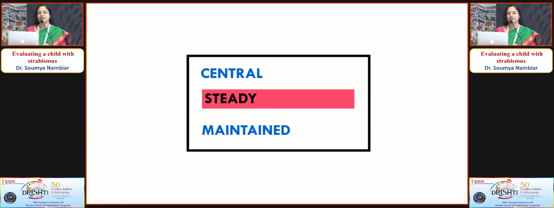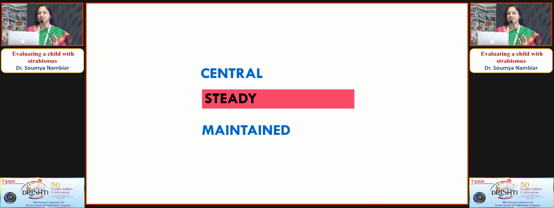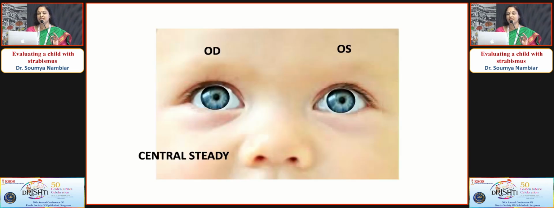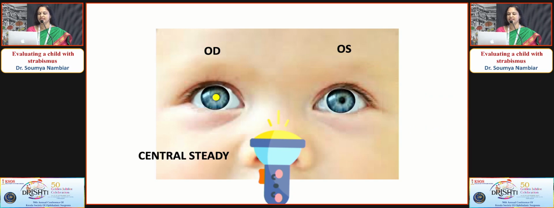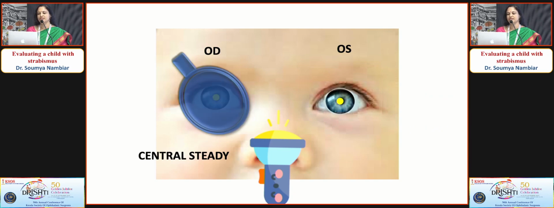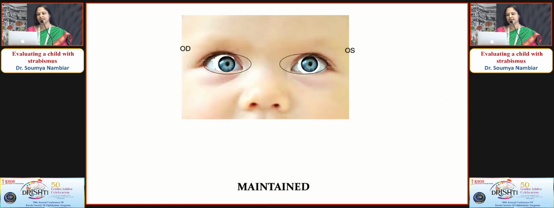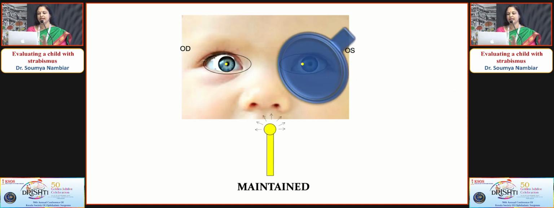Then Ramya has already told about the CSM method. This is the most important method, especially in a child who is not going to cooperate. She has already told in detail what is going to happen. So you can see the central steady fixation, and in this child, you can see a central unsteady fixation. The important thing is that you have to look for the maintenance of fixation. How do you check for that? I'm just telling a little more about it: by this you will know which eye is going to be dominant and which eye the child prefers to see.